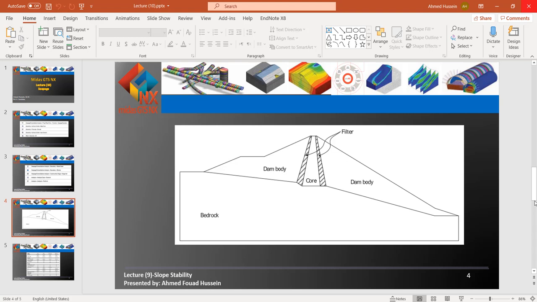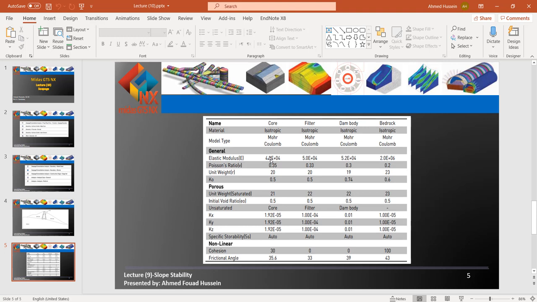So today we are going to model this problem here. As we can see, this is a traditional dam. The dam has been built on a bed of rock, and above this bed of rock is the dam body, and in between there is the core, which is from clay material to be impermeable. And this is the filter here, which prevents any escape of the material. We will start to model this problem here, and we will start to add our materials, either the core, filter, dam body, or bedrock.